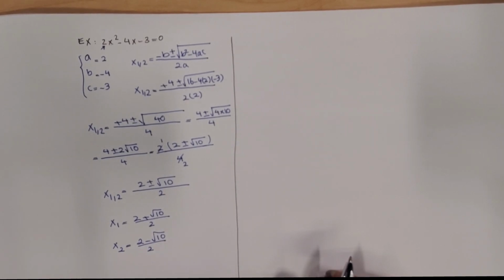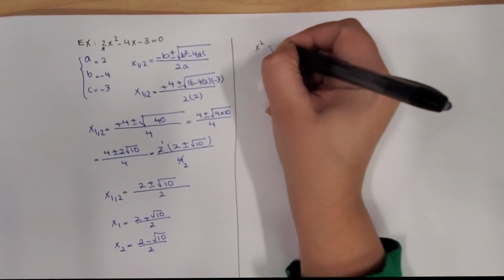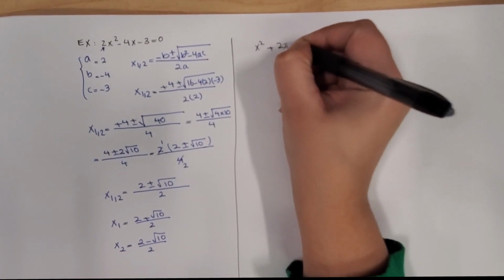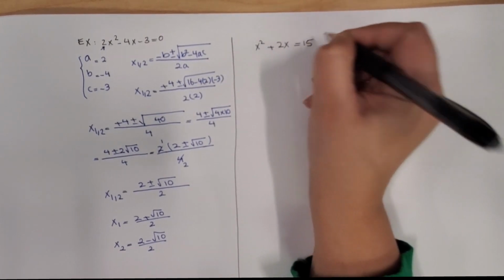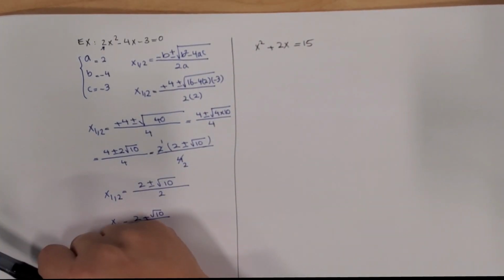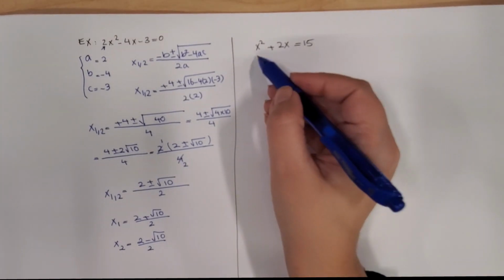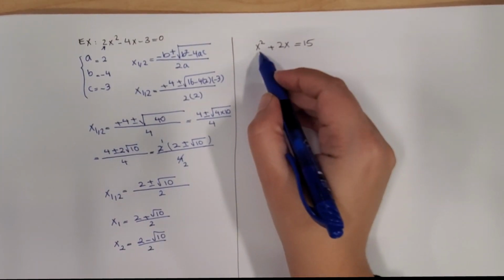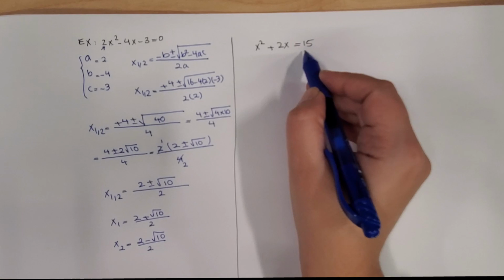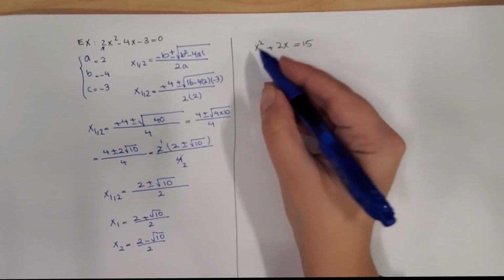As you know, with math, it's always practice makes perfect. So another example would be x to the power 2 plus 2x is equal to 15. Okay, let's solve it together. So first thing first, I have to simplify it and rearrange it.